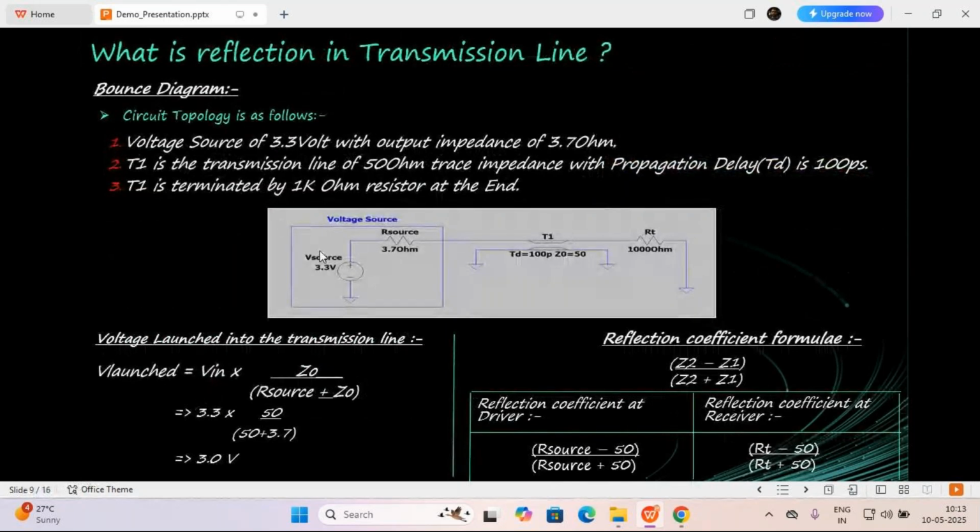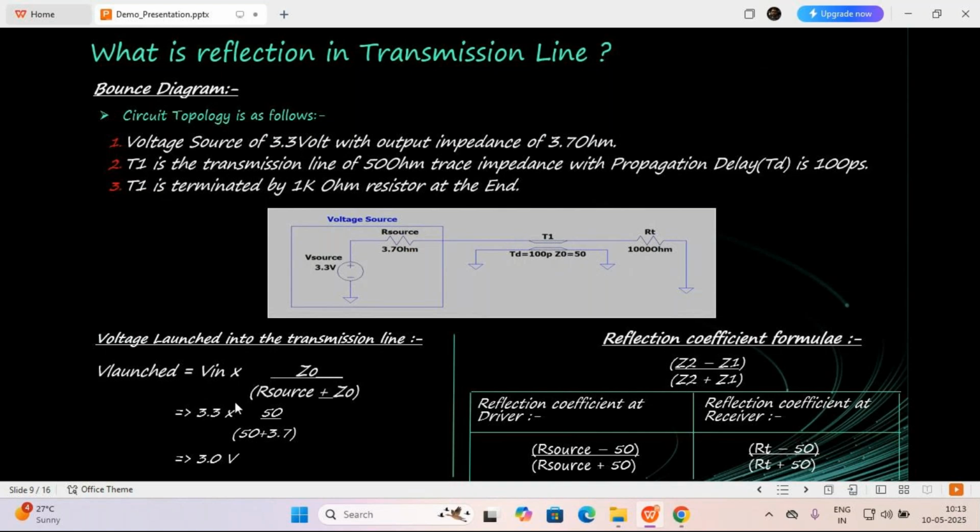So in the ideal case, when the source resistance is zero, whatever voltage the source V source gives, 3.3 volt, the same voltage will get induced into the transmission line. But since you have a source resistance of 3.7 ohm, you will not see a 3.3 volt signal. What voltage you will see is given by the voltage divider formula: V launch equals V in multiplied by Z naught over R source plus Z naught.